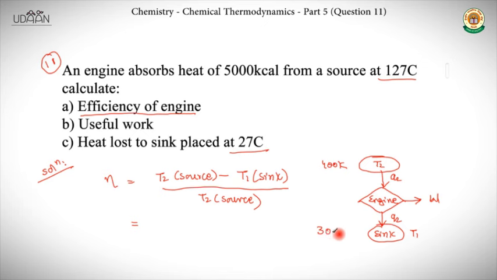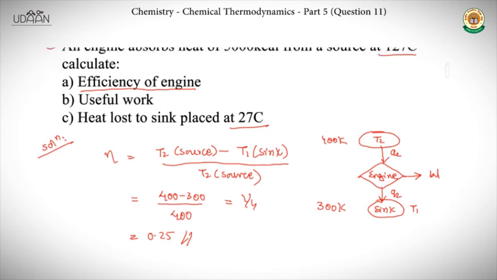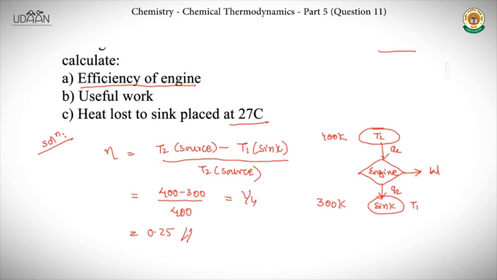implies 300 Kelvin. So efficiency will become 400 minus 300 by 400, this is 1 by 4. Implies the engine is 25% efficient. Guys, there's one more thing you need to make a note of. Whenever you're calculating efficiency, you have to convert the temperature into absolute temperature. Convert into Kelvin.